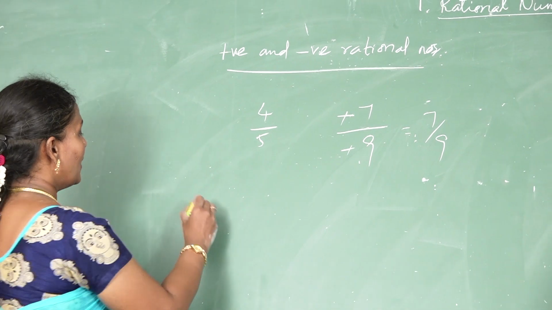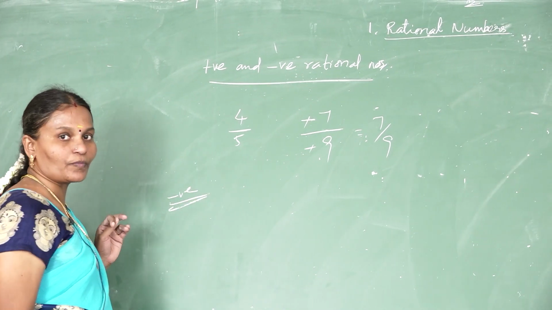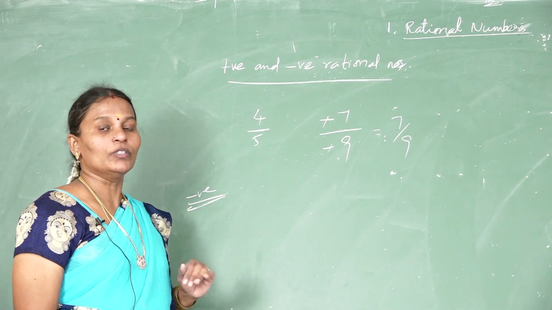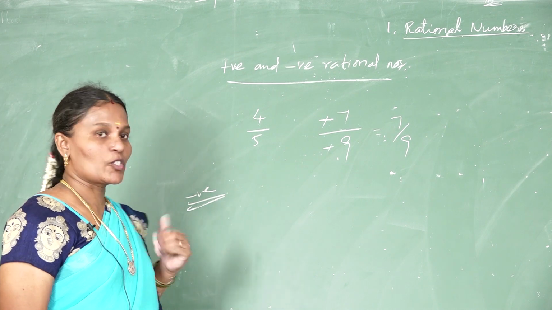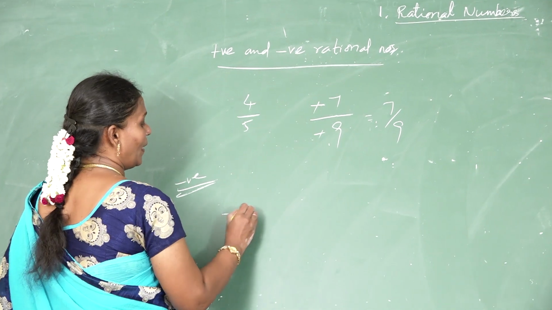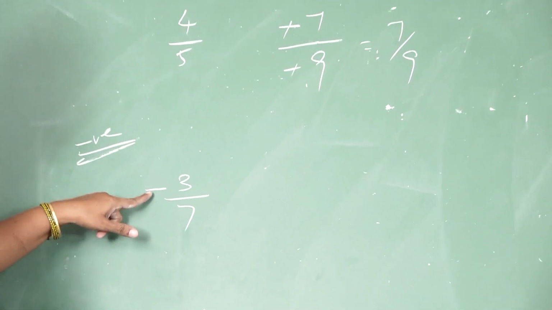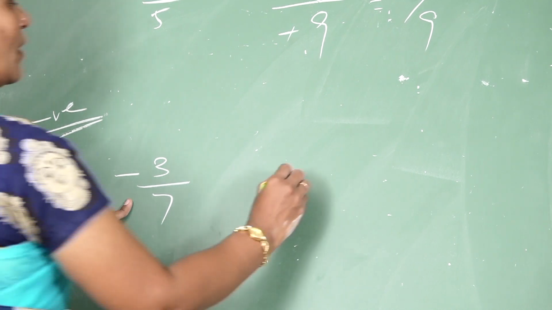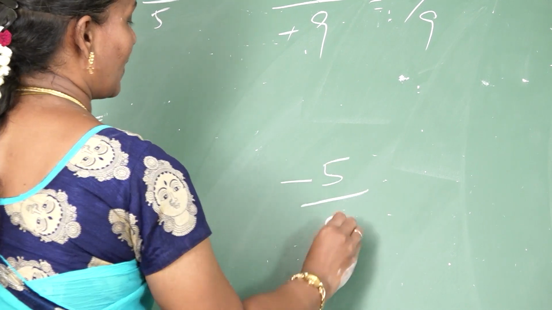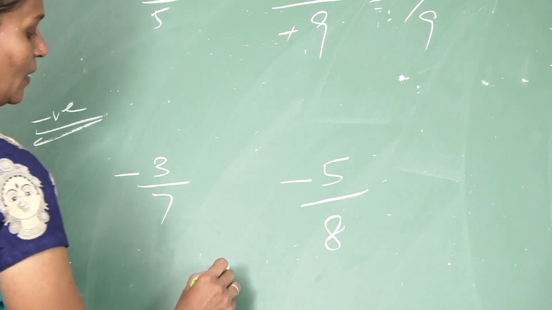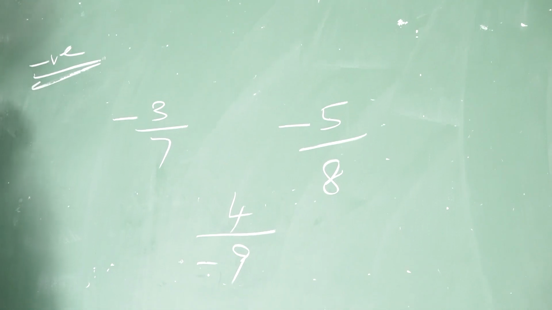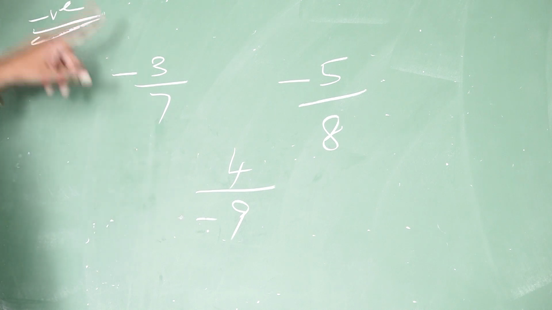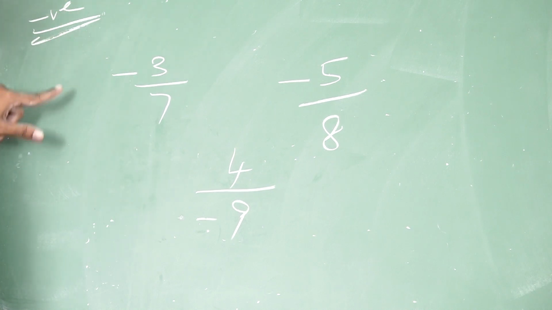Okay. Now we see the negative rational numbers. Either the numerator or the denominator is negative, that is called a negative rational number. For example, minus 3 by 7. See, here the numerator is negative. This is a negative rational number. Then minus 5 by 8. This is also a negative rational number. Then 4 by minus 9. This is also a negative rational number. Now we understand what are positive rational numbers and what are negative rational numbers.